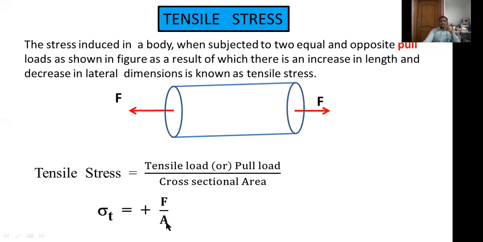Now this is the formula for stress: sigma T, where sigma is the symbol for stress and T is tensile. So tensile stress is equal to load by area. Here the positive sign indicates tensile loads, that means the length of the object increases when you are applying loads. That's why you have to consider a positive sign in tensile stresses.